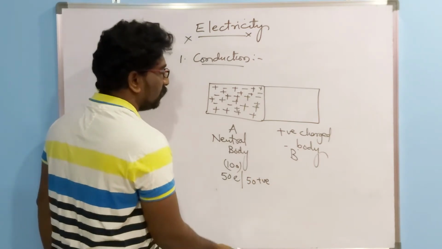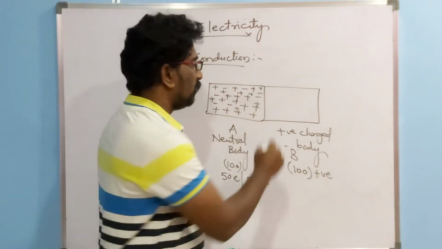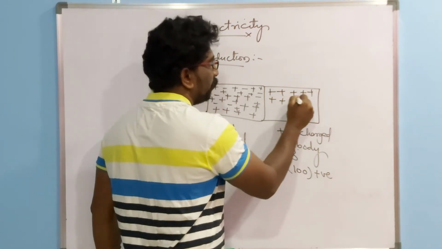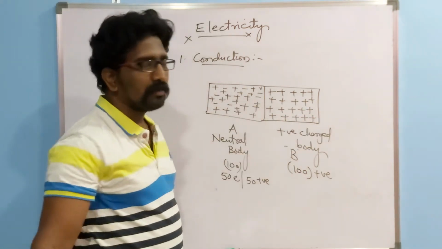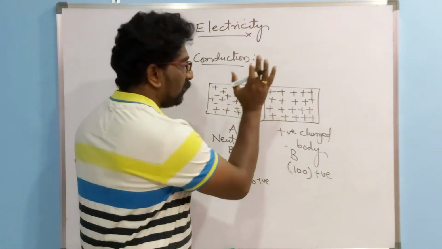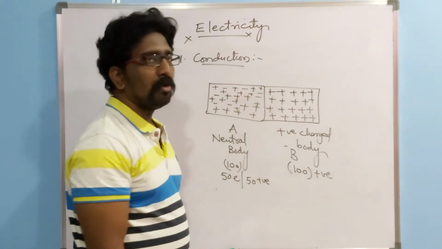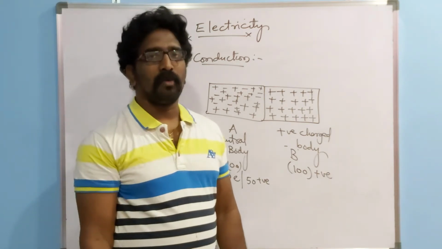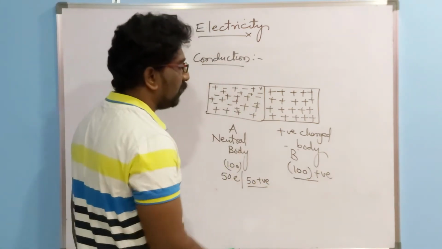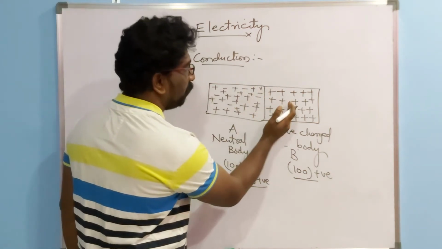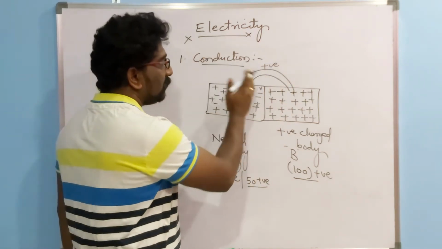Now, this positively charged body has 100 positive charges. So what happens once the positively charged body is brought in contact with the neutral body? This positively charged body will try to transfer positive charges into the neutral body until an equilibrium state has been acquired by these two bodies. Here it is 50 positive charges and here it is 100 positive charges. The positively charged body will transfer some positive charges into the neutral body until the equilibrium state is acquired.